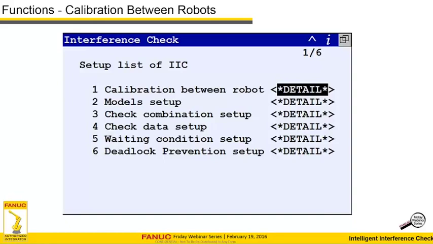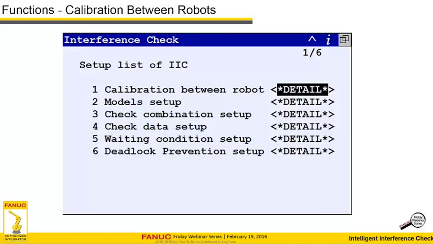So I'm going to start with calibration between robots, and I want to note now that item number 4, which is check data setup, I'm not going to cover, because that contains factory set values, and you should only really adjust those if you're having troubles. But we don't typically adjust those.